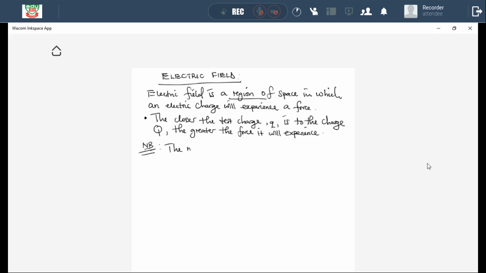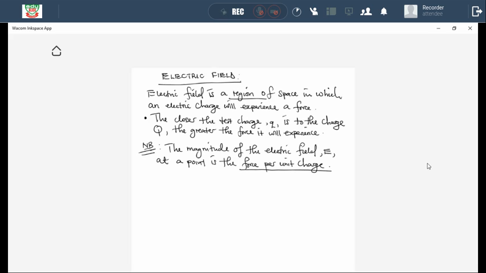I want to write NB, which is a definition for electric field strength. It says the magnitude, remember in science, magnitude means size. So the magnitude of the electric field, which is represented by capital letter E, at a point is defined as the force per unit charge. Force per unit charge. So you underline force per unit charge.